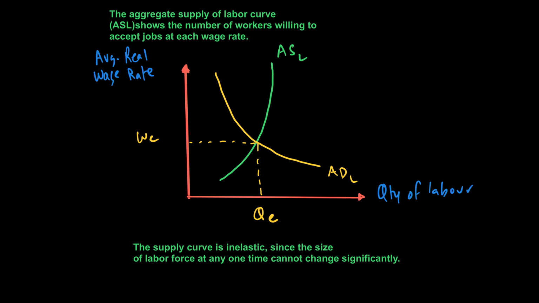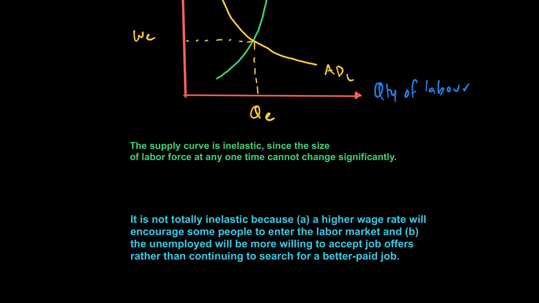We say this because at any point in time there is a given amount of workers in the economy, and even if the wage rate goes up, you're not going to see significant changes. But it's not perfectly inelastic. Why? Because it is possible that a higher wage rate will encourage some people to enter the labor market. So people who decide to sit at home may decide to work when the wage rate goes up, but those numbers are not going to be significant.